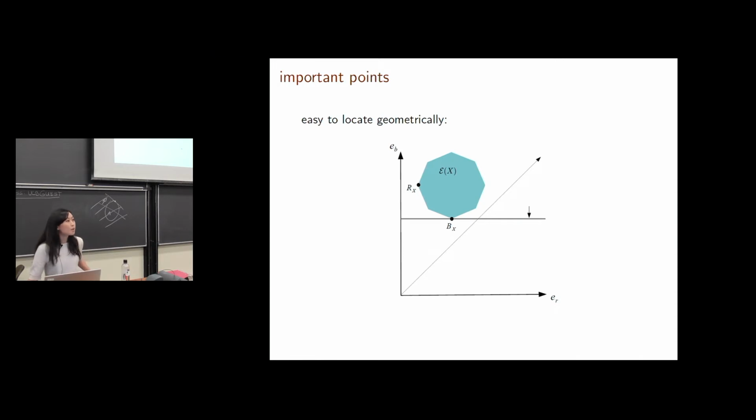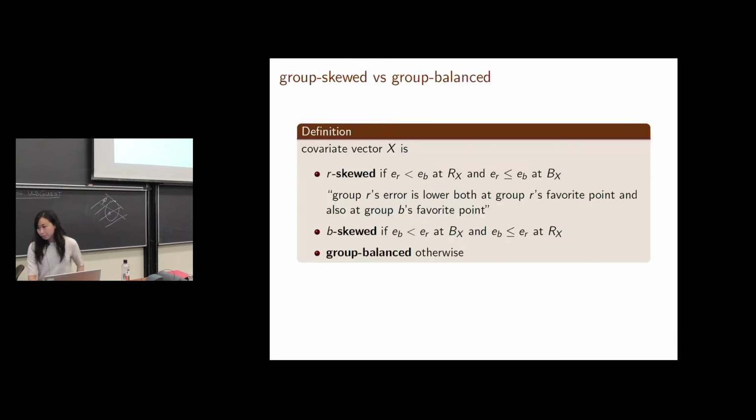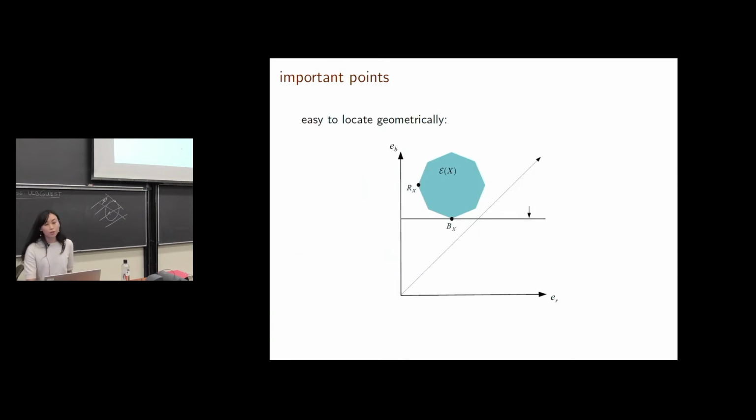So what that means is that if we choose an algorithm solely for the purpose of minimizing group B's error, we don't even care what we're doing to group R, in that case we nevertheless still give group B the higher error compared to group R. So that's going to be an important property. We're going to give it a name. We're going to say that covariate vector X is R skewed if group R's error is lower than group B's error, not only at group R's favorite point, but even at group B's favorite point. And this is an example of an R skewed covariate vector.